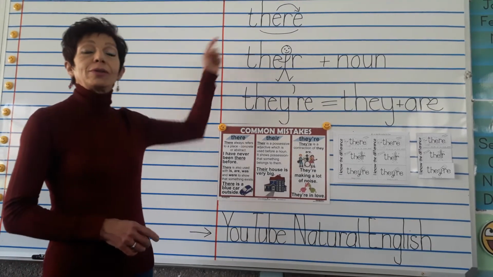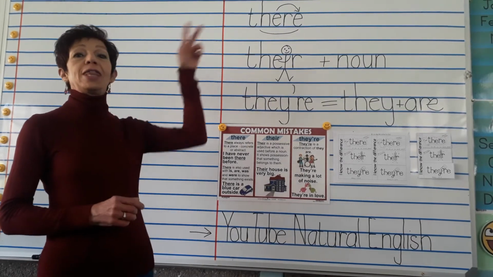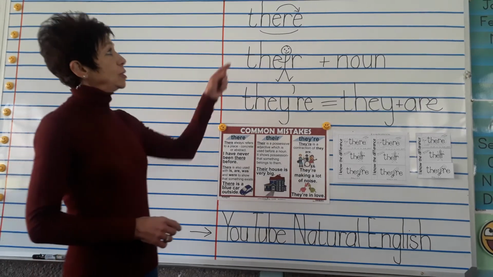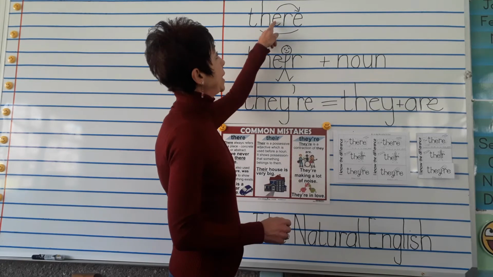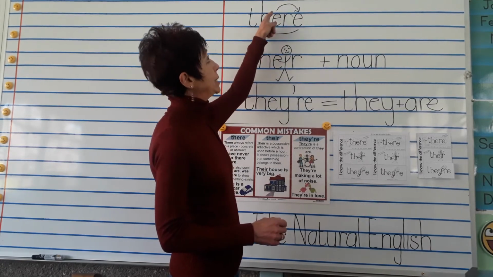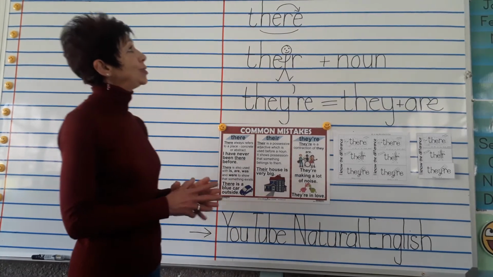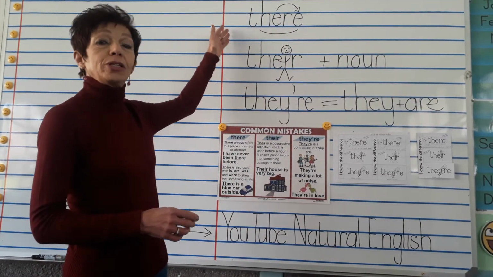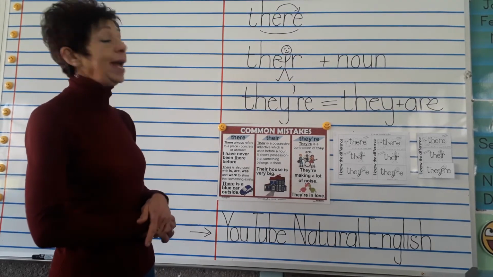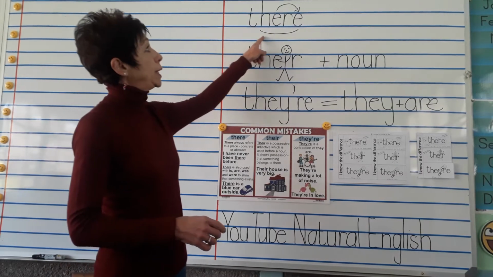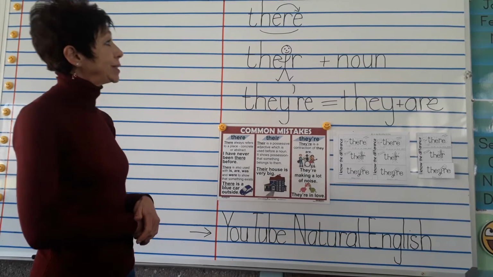So there, as you heard in the video, shows position: over there. If you look at that, the way to remember is to make an arrow from the E to the other E. Where is the other E? It's over there. There is usually a preposition in front of it, like over is a preposition for there, but it's also got a hidden word here. That's one way of remembering it.